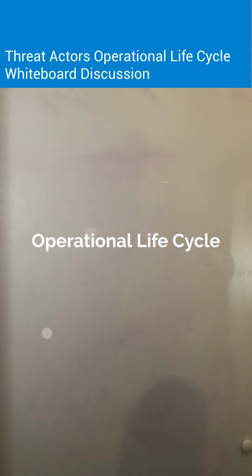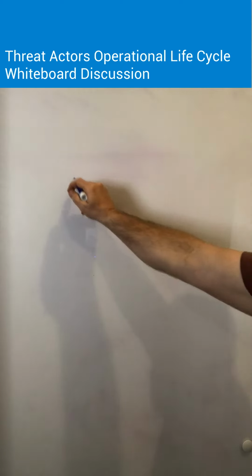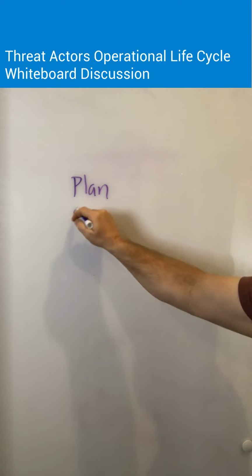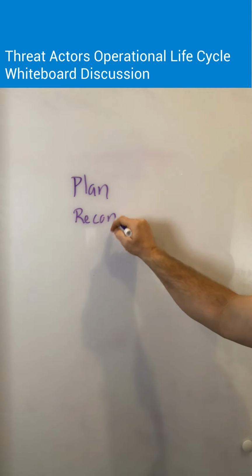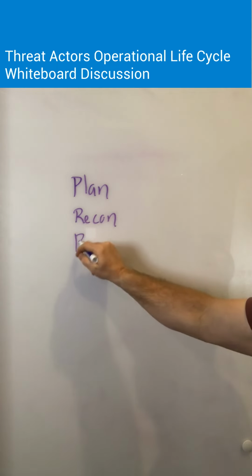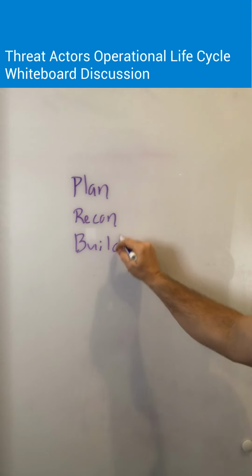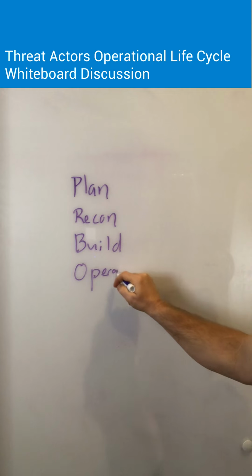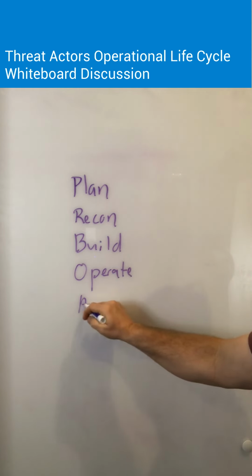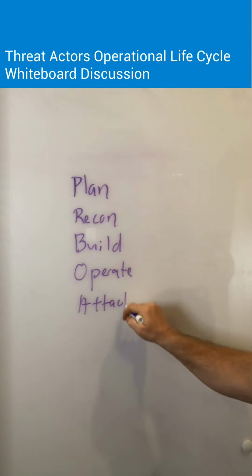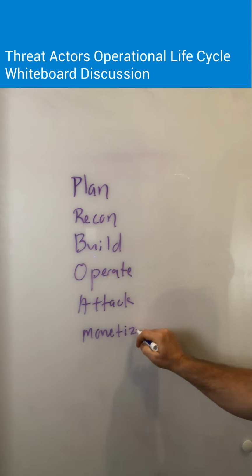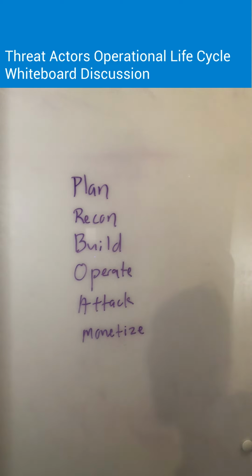There are 6 parts of the operational lifecycle, and I'll just break them out for you here. I'm going to do this vertically just for simplicity, mainly because my board is vertical more than anything else. So it starts with planning, which, no surprise, then goes into reconnaissance and build. Don't worry, we're going to define what some of these stand for and why we're all calling it that. Then it breaks into operate, which should be self-explanatory, the actual attack itself, and then the monetization cycle. Monetize. I'll just put monetize instead of monetization.